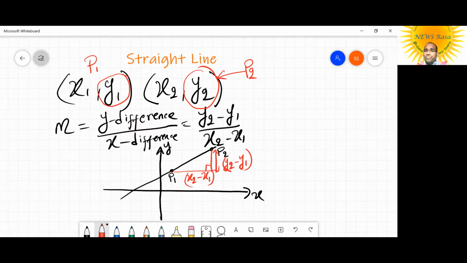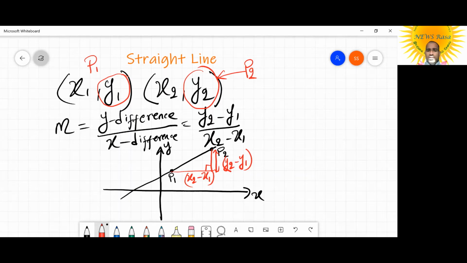Now, when it comes to the gradient of this line, we simply do y2 minus y1 over x2 minus x1. Happy with that? I hope you're with me so far. So that's the definition of the gradient, the slope. This is the important one.